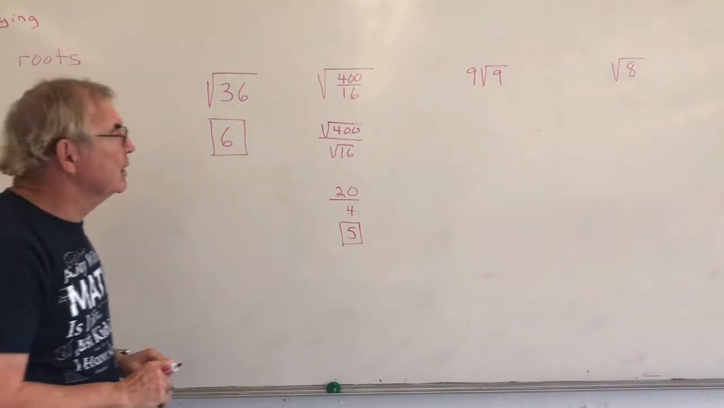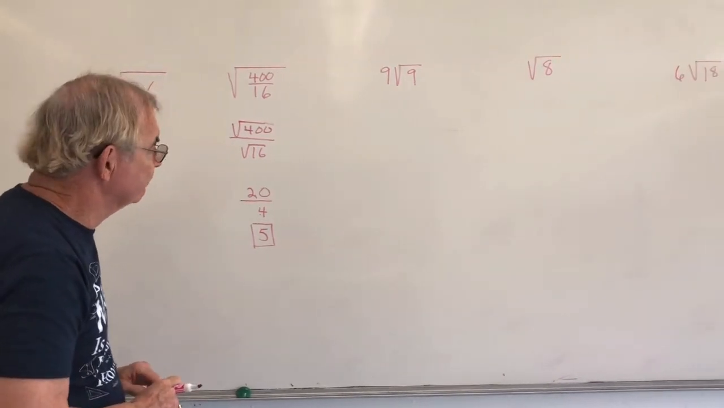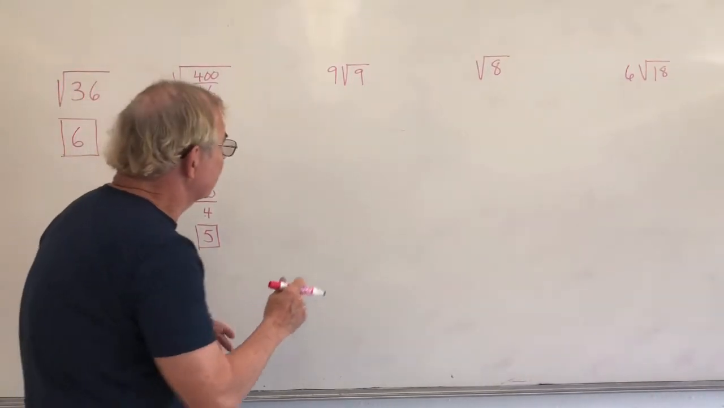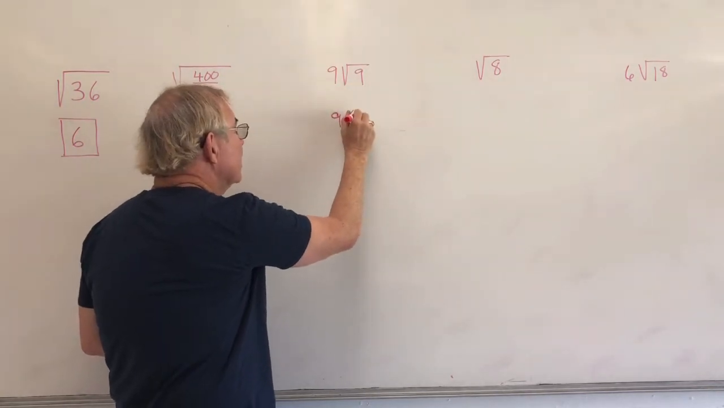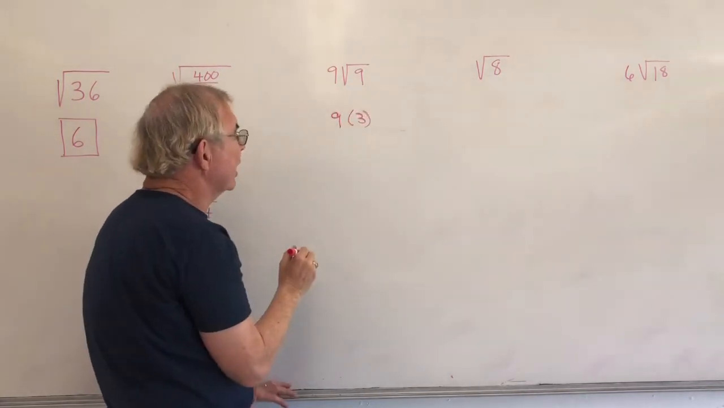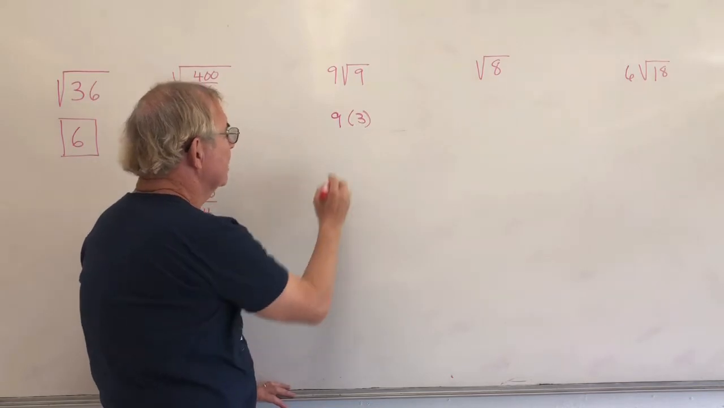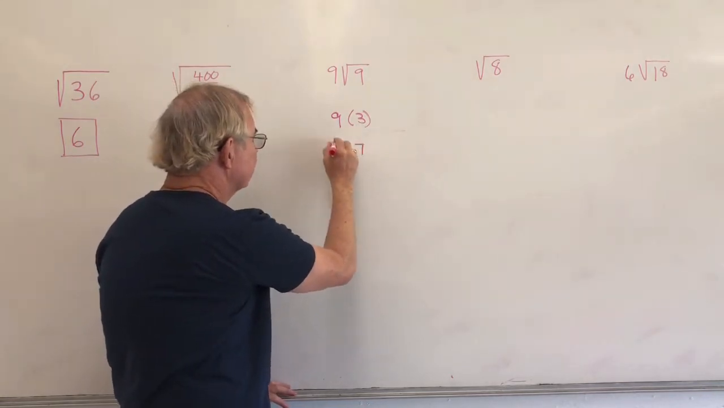All right, our next one is 9 square roots of 9. So the square root of 9 is just the number 3, the principal square root. So all that is 9 times 3, which is 27.